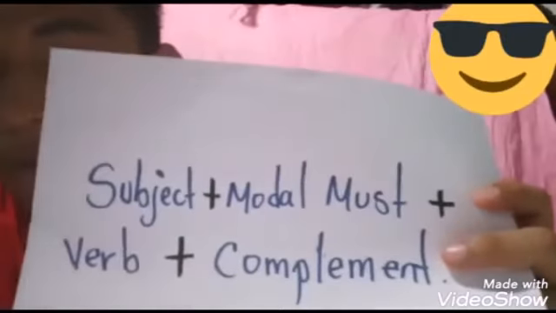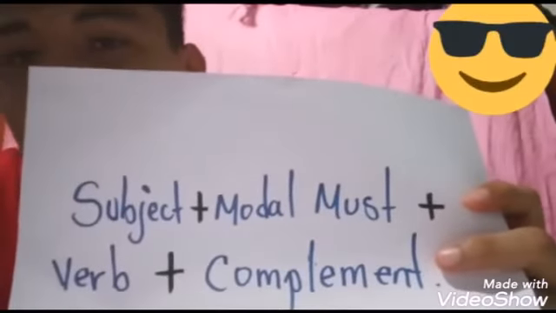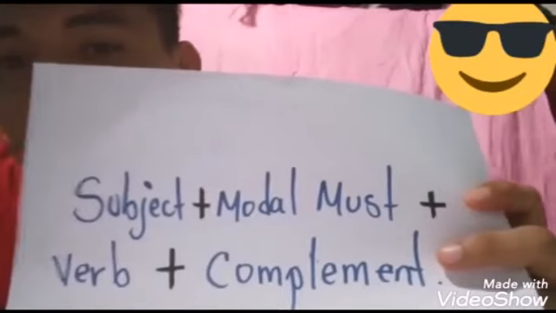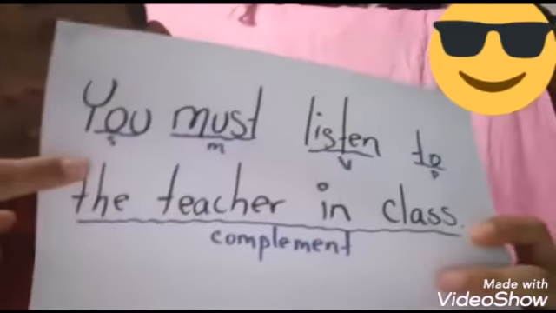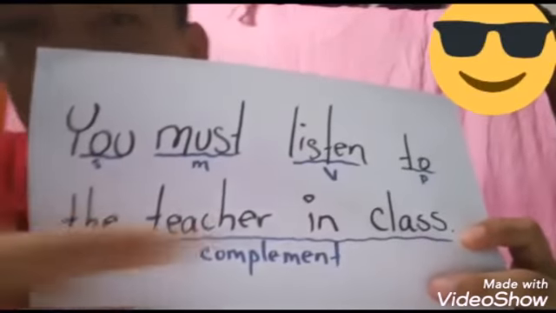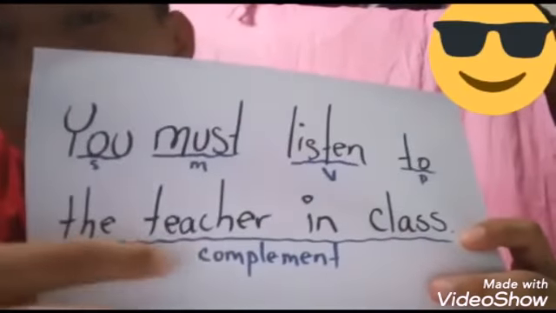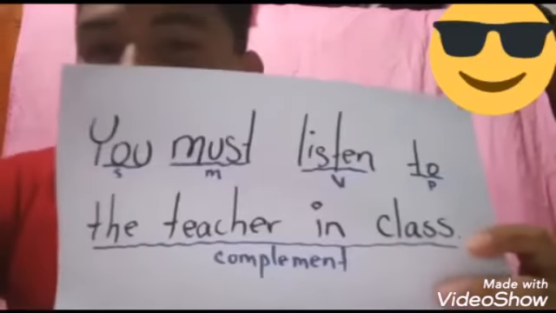If you want to write some sentence about it, first is the subject, the modal must, and the verb and the complement. Now I'm going to give you some sentences. The first is, you must listen to the teacher in class. I write it for you if you can read this. In this sentence we have the subject, the modal must, the verb, the preposition, and the complement. This is very easy to understand.